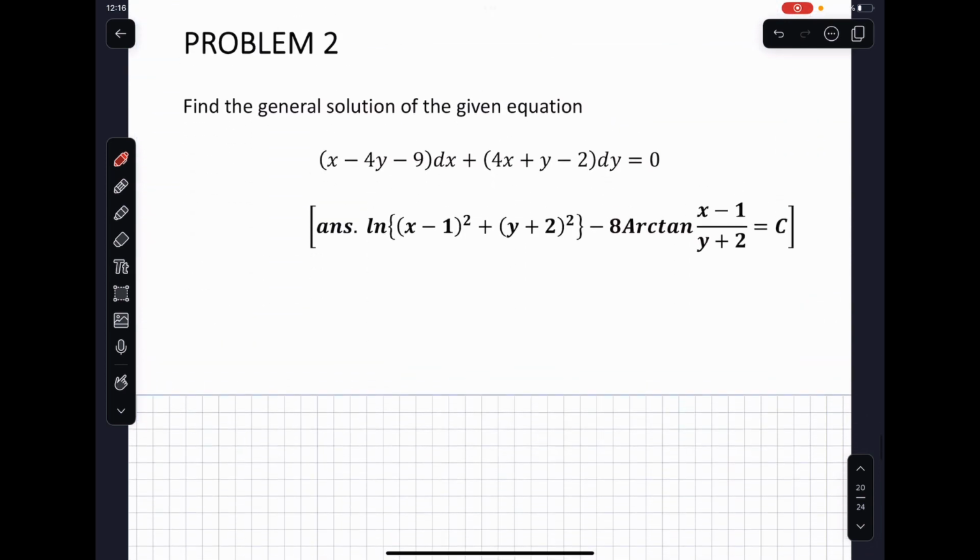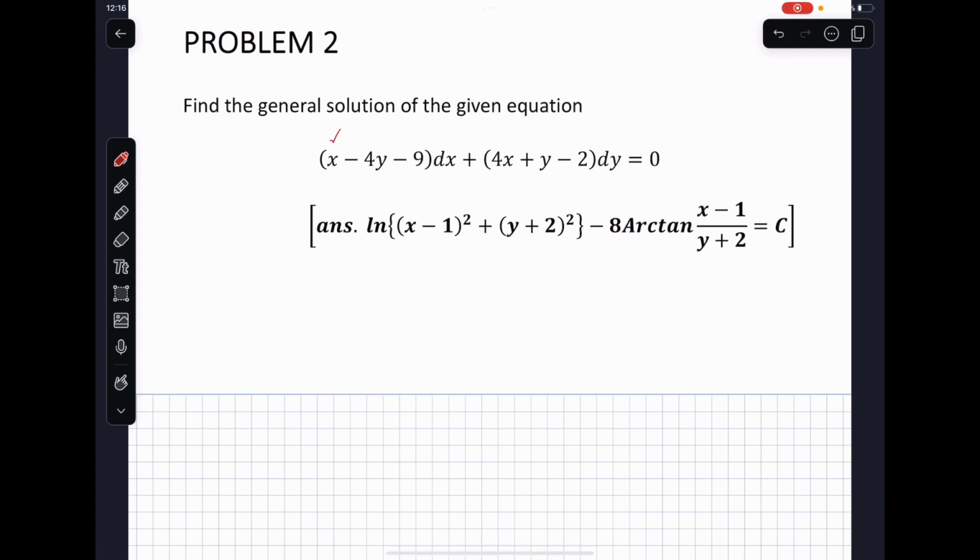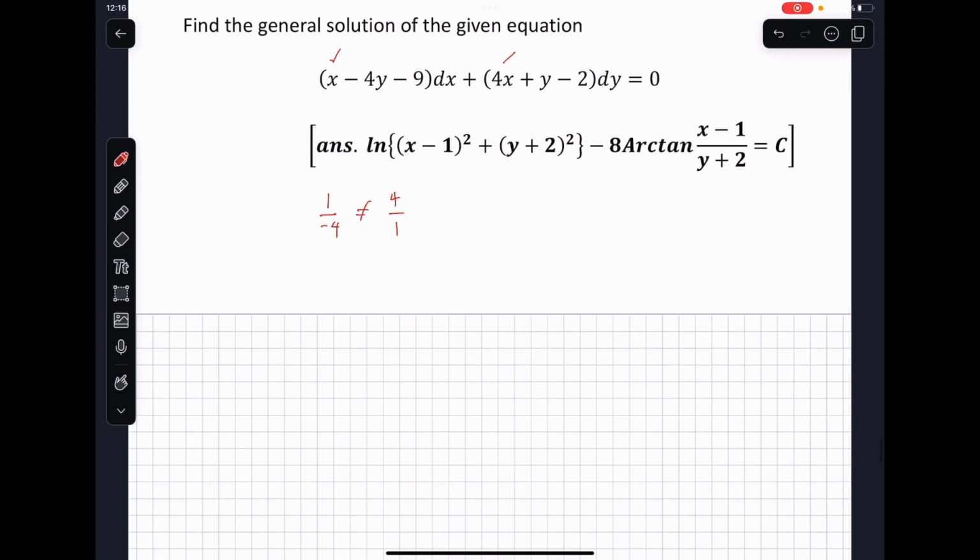So let's have another problem. And so based from this one, I'll have this is 1 over negative 4. Is it equal with this, which is 4 over 1? So as you can see here, negative 1/4 is not equal with 4. So therefore, that makes it a homogeneous or linear in two variables case 1. So our first step here is to find the point of intersection.